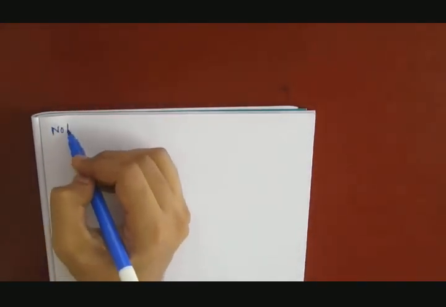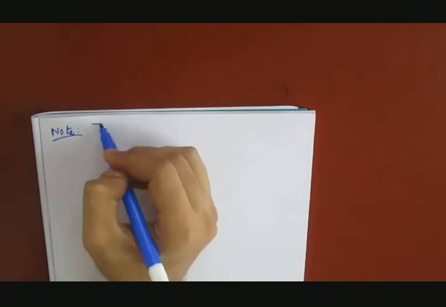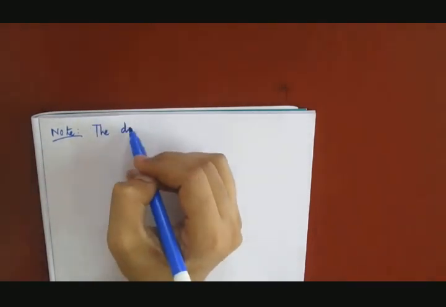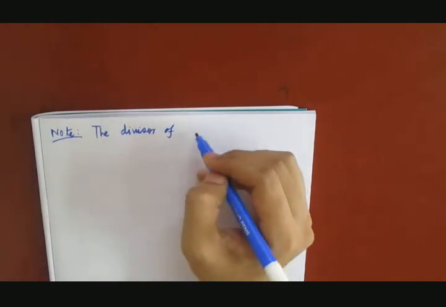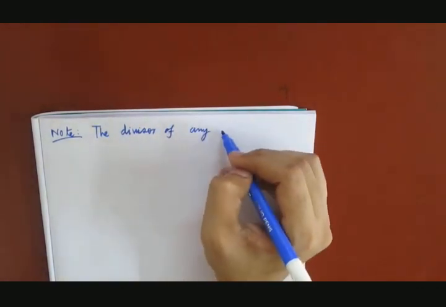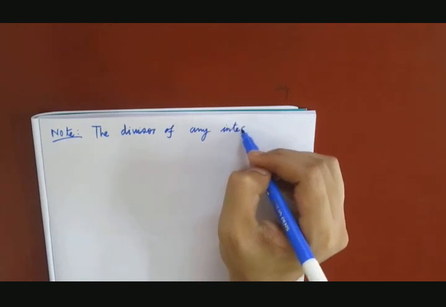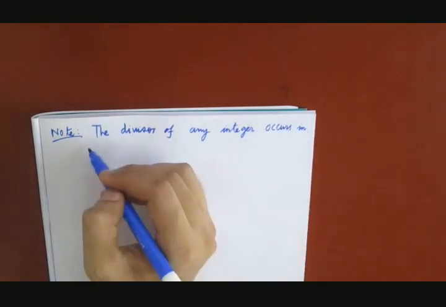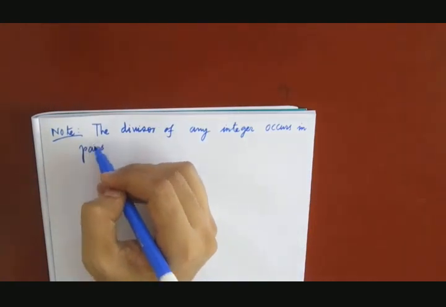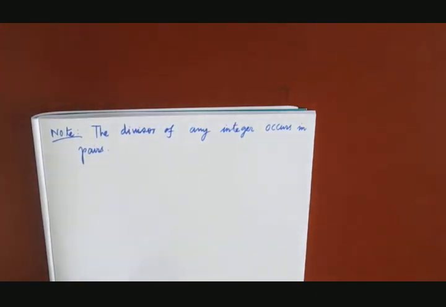Now we are done with the theorem. Now we'll enter a new part. I'll give a beginning. Now just note the divisors of any integer occur in pairs. Now this is obvious.